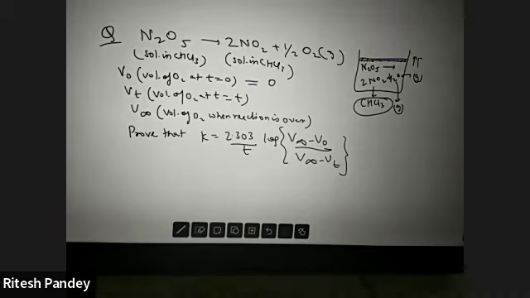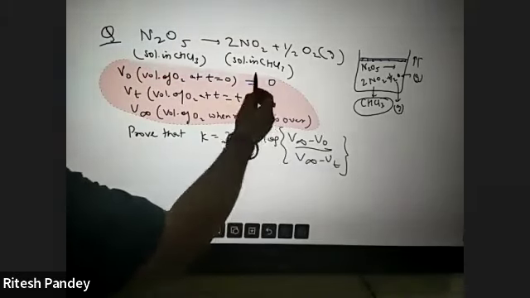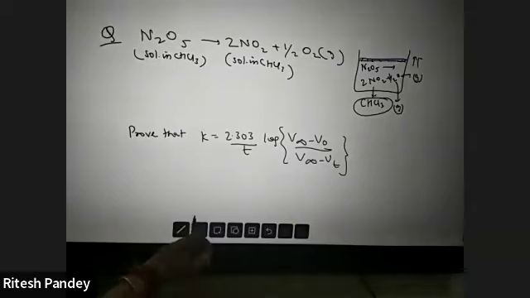I want you to get used to V infinity minus V naught by V infinity minus Vt. In this case, V naught is certainly zero, but I want you to get used to this expression. Should I give it a try? It's simple. Now suppose, yes please, has somebody got it?